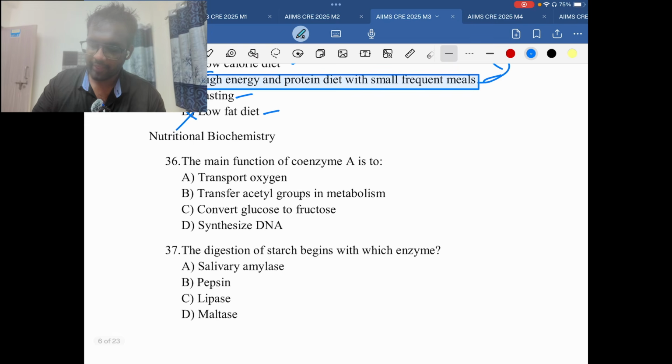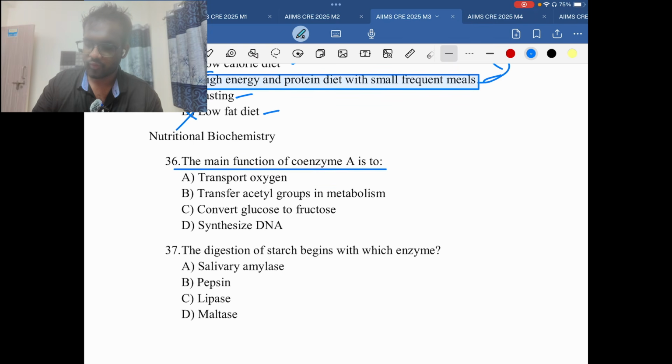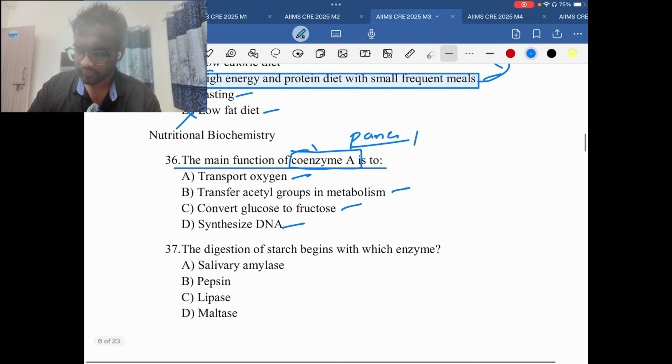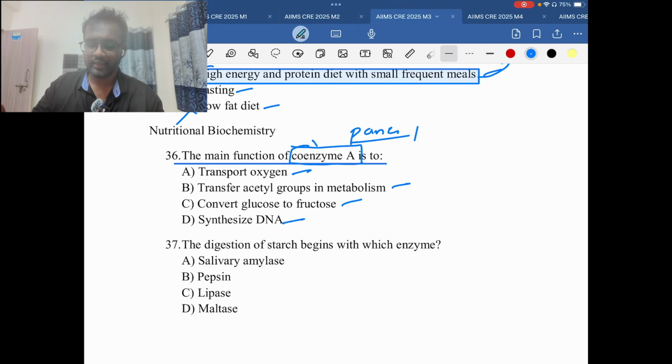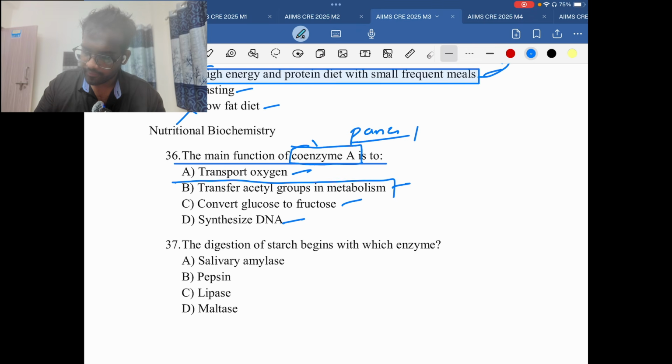Question number 36. The main function of coenzyme A is to transport oxygen, transfer acetyl-CoA in the metabolism, convert glucose to fructose, or synthesis DNA. About this I have just spoken in a past question. You can go back, or else you can go to the notes and read about coenzyme A. It is a pantothenic acid derivative. Here, coenzyme A acts as a carrier in the acetyl-CoA cycle, in the Krebs cycle, which transfers the acetyl group in the metabolism. So the answer will be B.